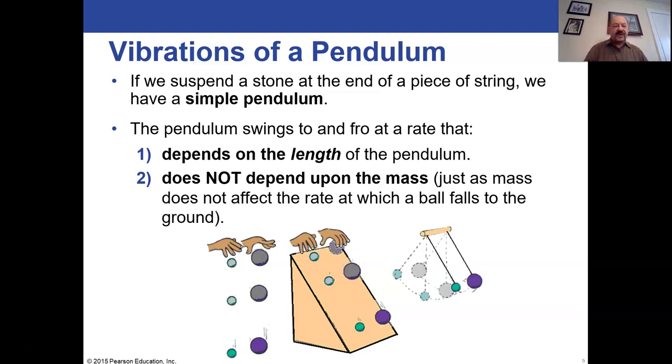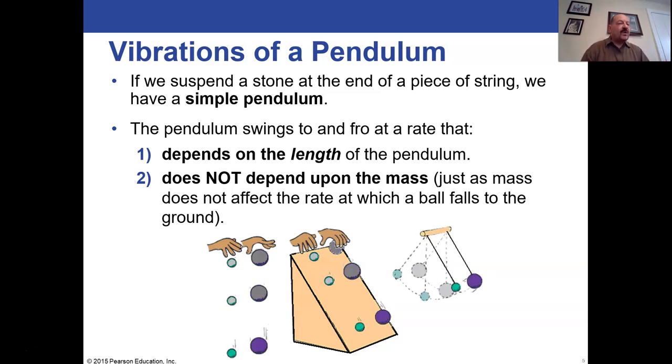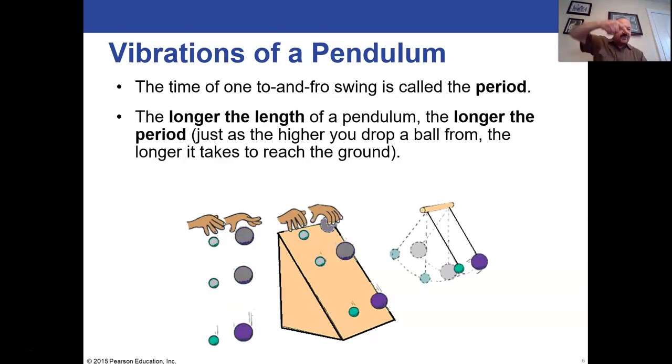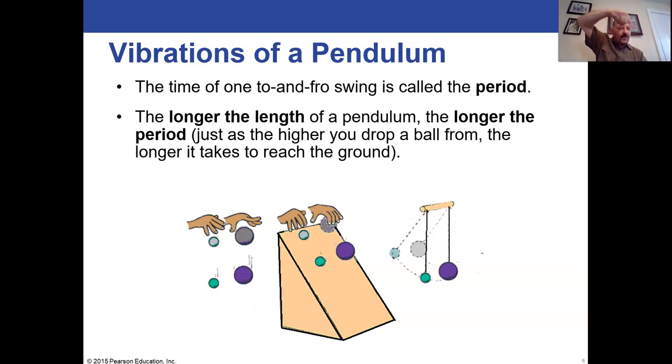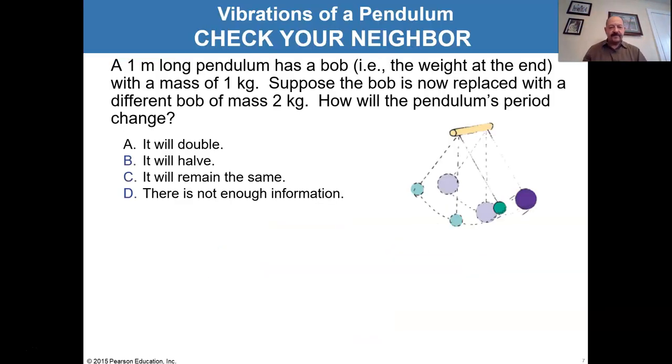It is dependent on one other thing, and that's the acceleration due to gravity, but we're not going to be doing pendulums on any other planets, so we'll just consider it dependent on the length. So the longer the length, the longer the period. If you have a short pendulum, it'll go back and forth on its own pretty fast. If you have a long pendulum, it's going to take longer to swing back and forth.